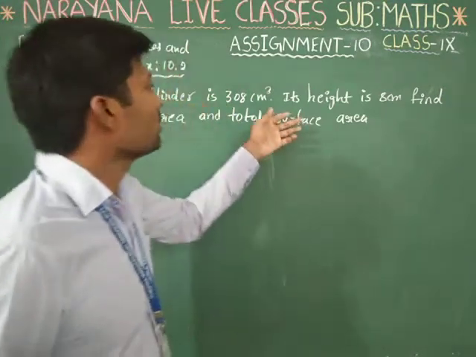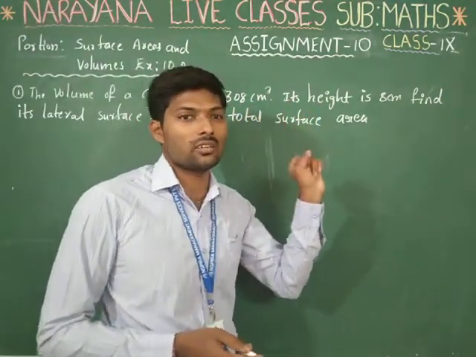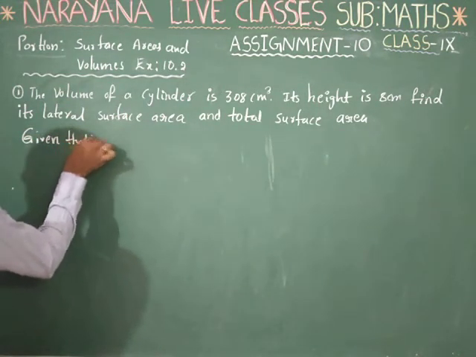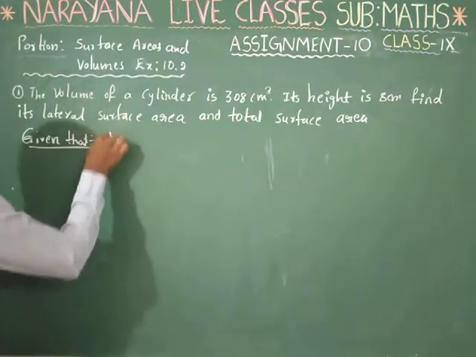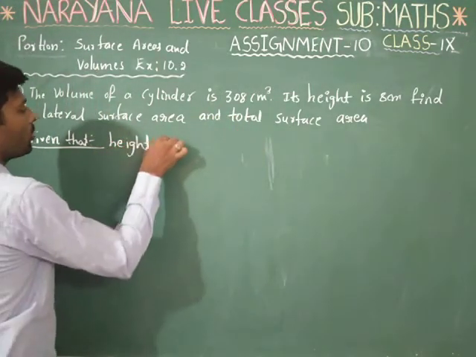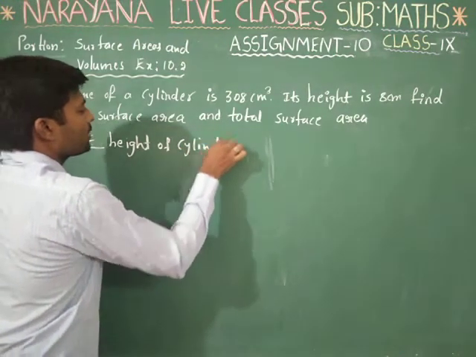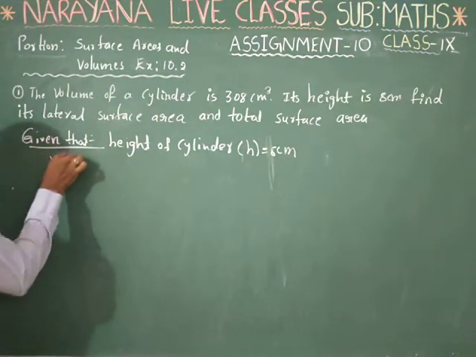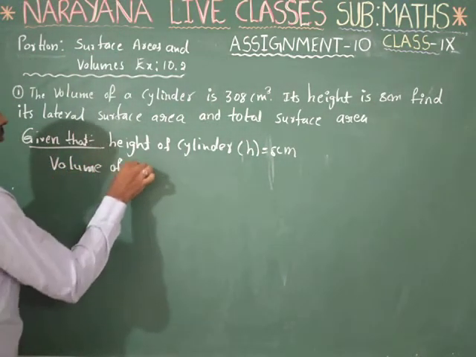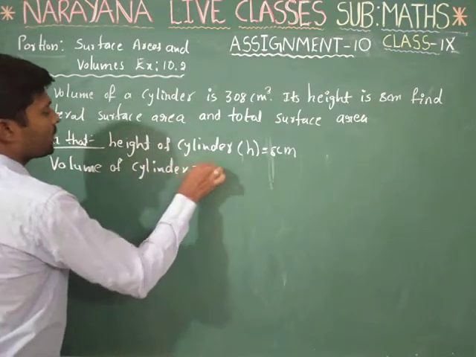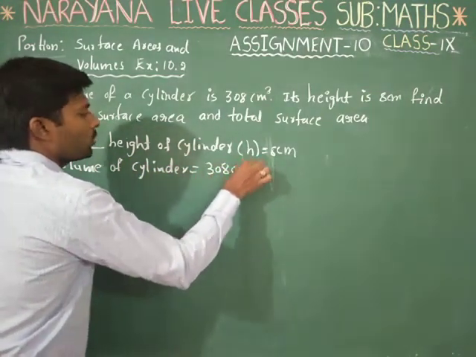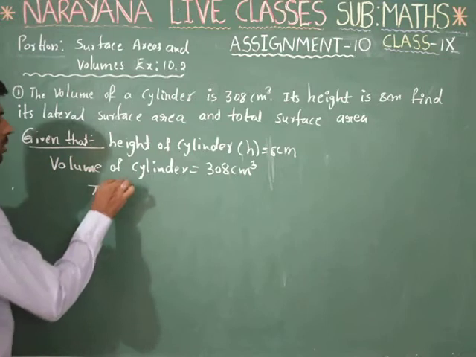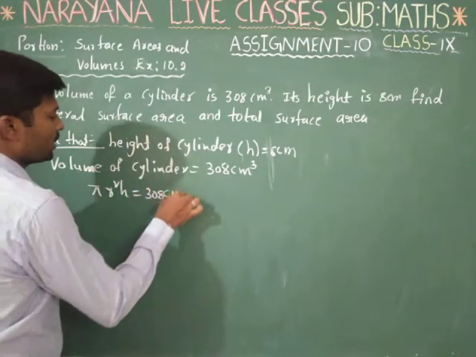So before going to that, first we have to find the radius of the cylinder. Let us take what is given in the data. The height of the cylinder can be taken as h is equal to 8 centimeter. The volume of the cylinder is given as 308 centimeter cube. What is the formula to find the volume of a cylinder? That is pi r square h is equal to 308 centimeter cube.